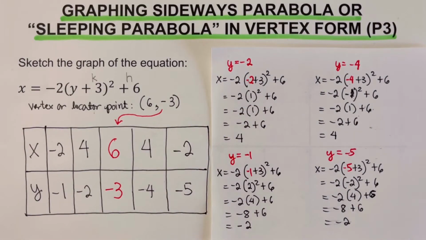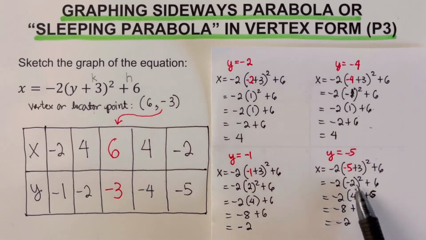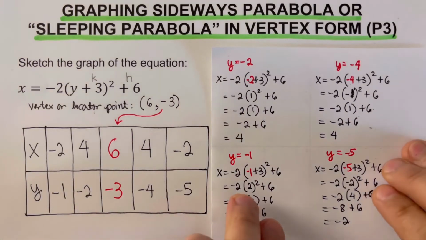Okay, so our value here is negative 2 for both of them. Now, please notice this very carefully. We have negative 5 plus 3 is negative 2. Again, remember, negative 2 squared means negative 2 times negative 2. That comes out positive 4. And so we got negative 8, because we have negative 2 times 4 is negative 8, plus 6 is negative 2. Our next task is to sketch the graph.